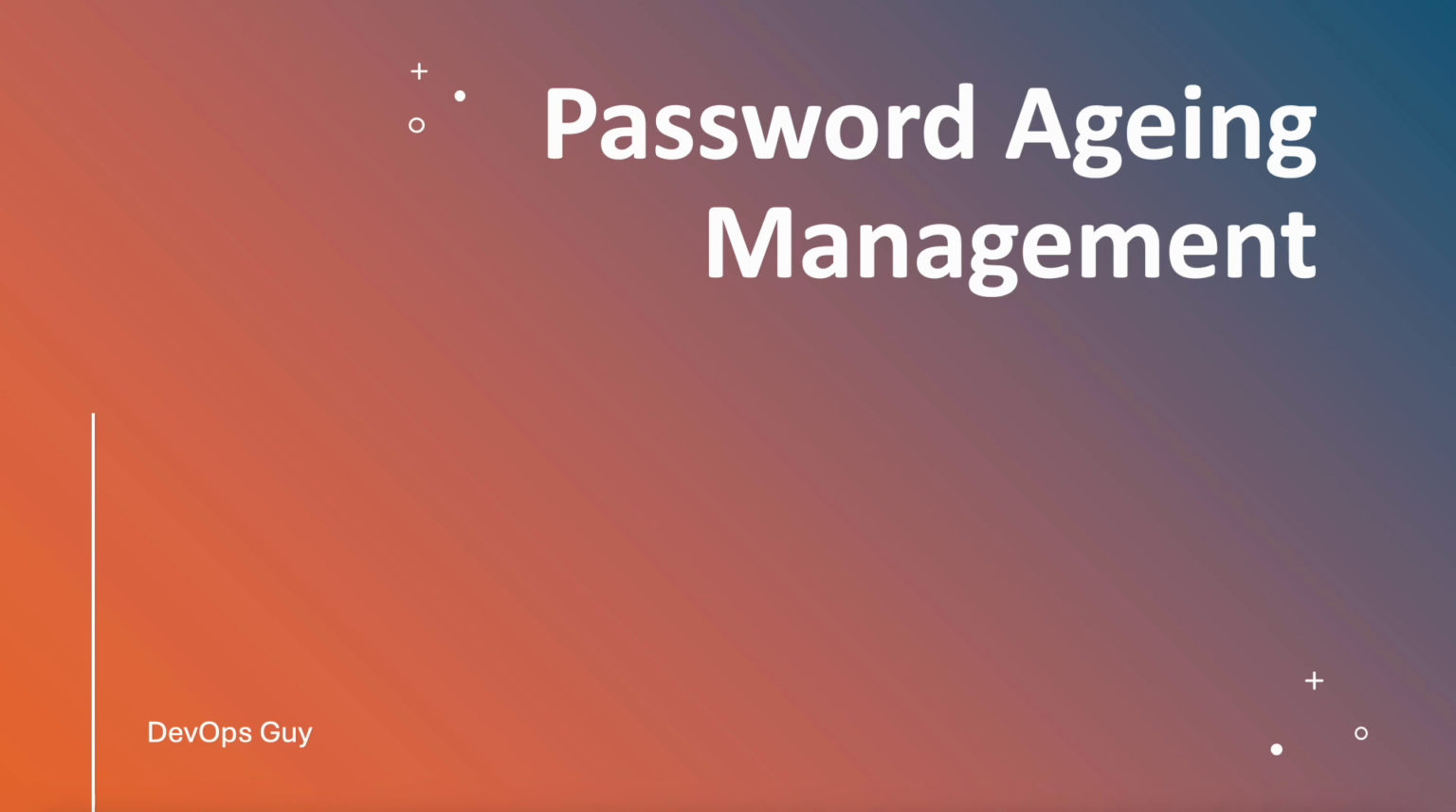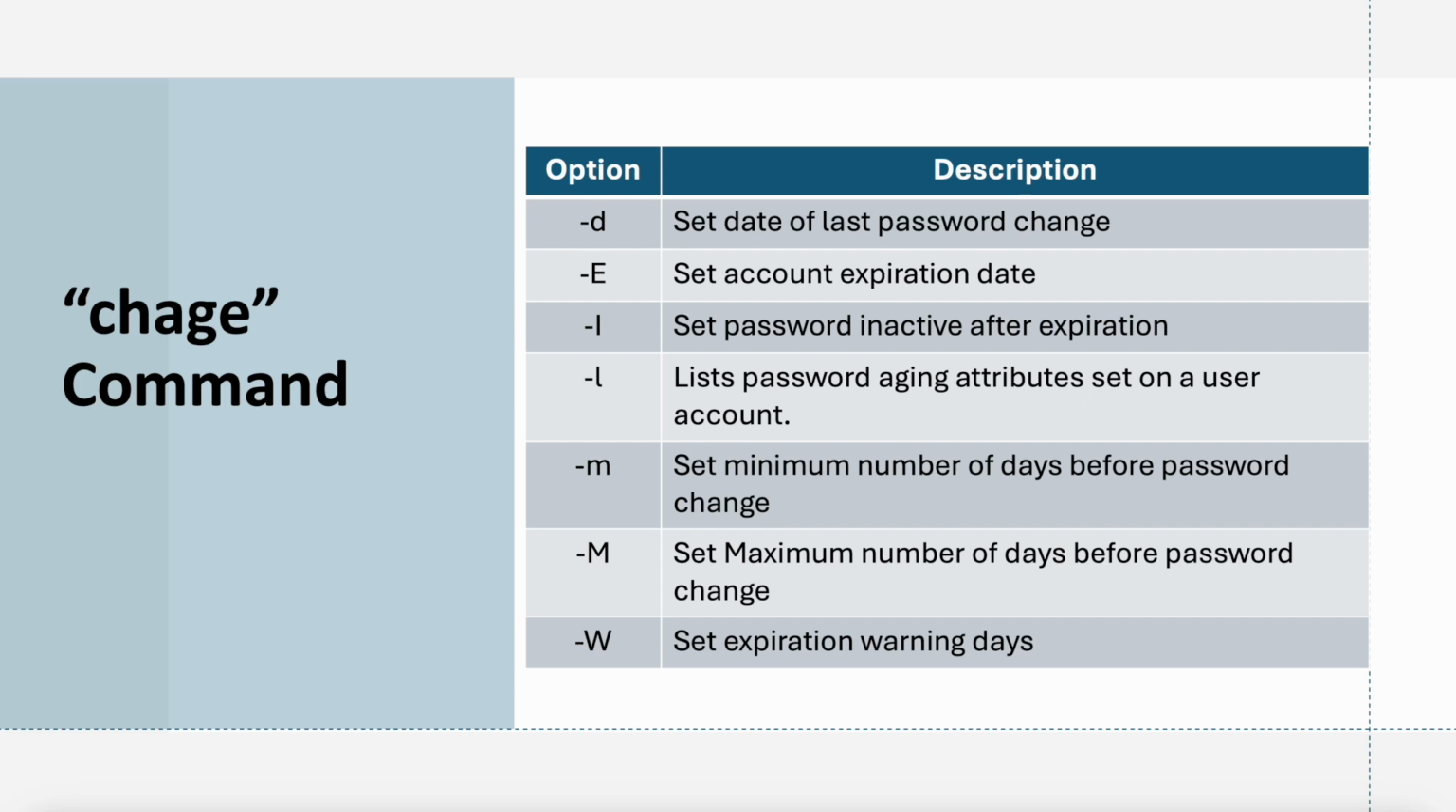In the previous video, we covered basic user management, and in this video, we will discuss the password aging policy. The very first command of the password aging policy is chage. This command is used to set password parameters on the user account. These are the options that we use with the chage command.